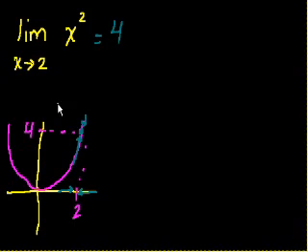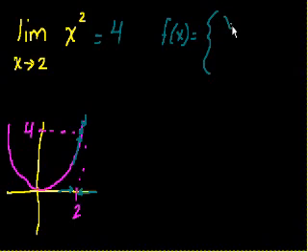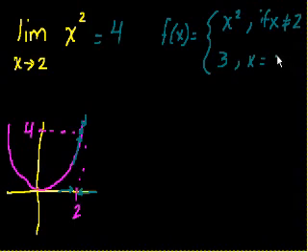Well, let me maybe give you one wrinkle on that, and hopefully now you'll start to see what the use of a limit is. Let me say f of x is equal to x squared if x does not equal 2, and let's say it equals 3 when x equals 2. Interesting. So there's a slight variation on this expression right here. So this is our new f of x.